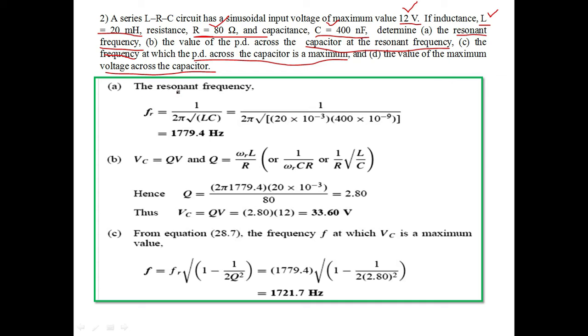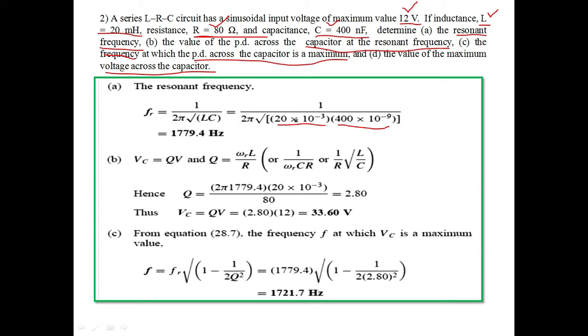The resonant frequency is calculated as f r equal to 1 upon 2 pi square root of LC, which is equal to 1 upon 2 pi square root of L, where L is 20 millihenry. Therefore L is 20 into 10 raised to minus 3. Then C is 400 nanofarad, so its value is 400 into 10 raised to minus 9.